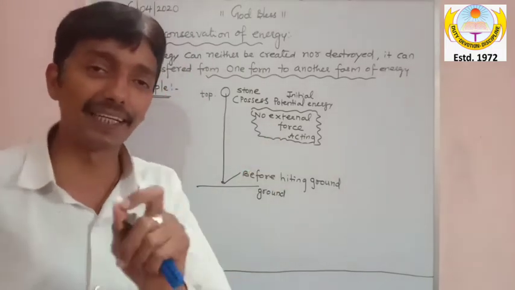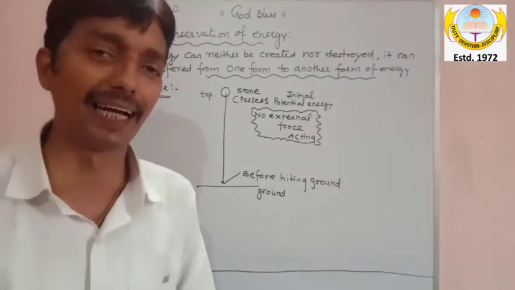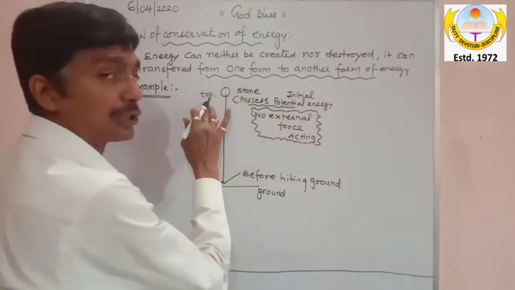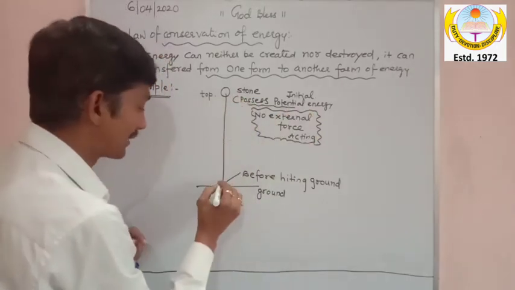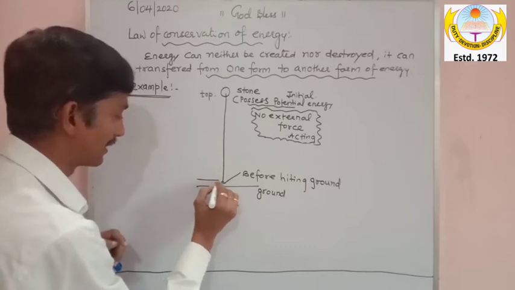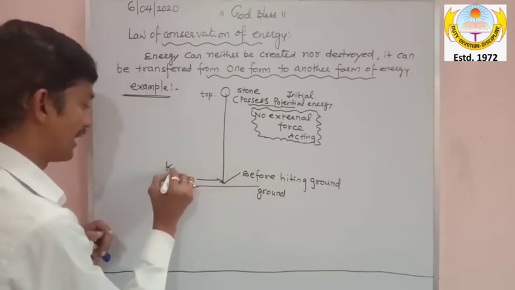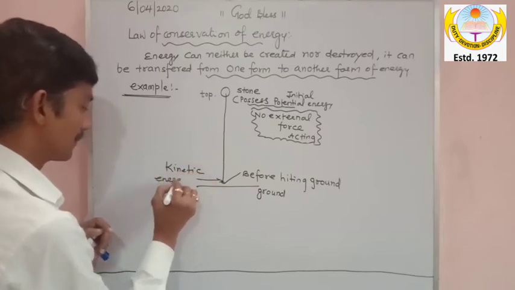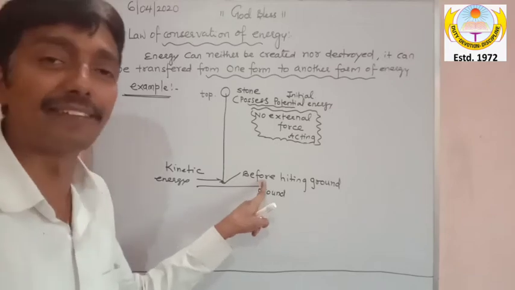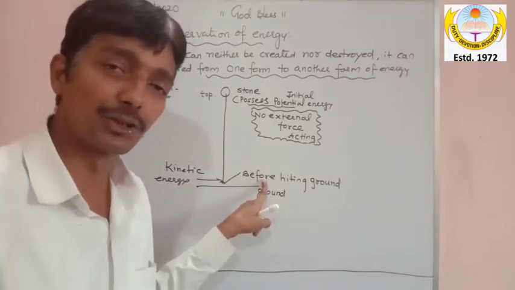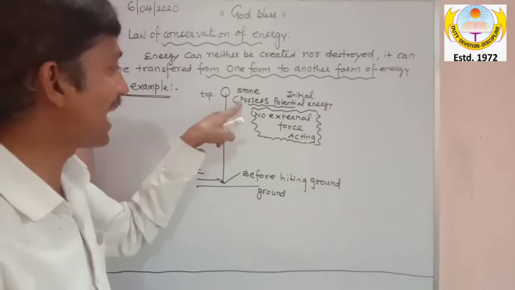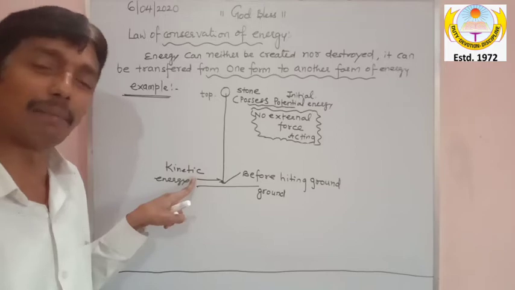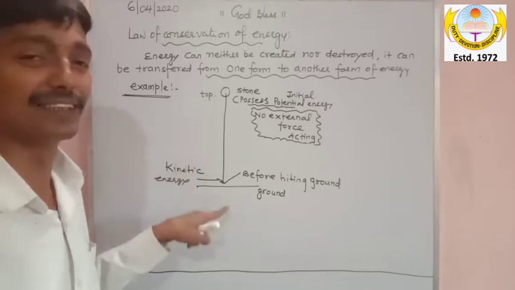But my dear, what is the first example given by NCERT? The initial potential energy possessed by the stone at the top is converted, here at this point, into kinetic energy before it hits the ground. So what will happen here? The entire initial energy is converted into kinetic energy. Am I clear? And we can say the energy is conserved.